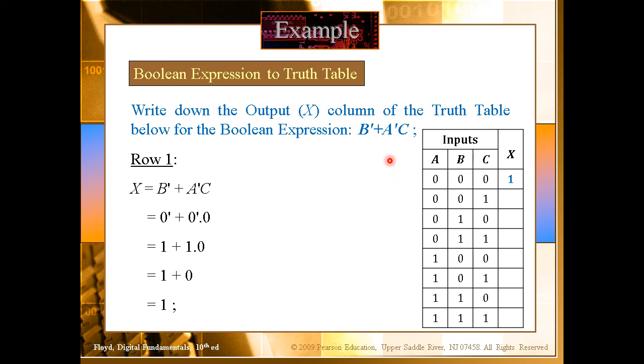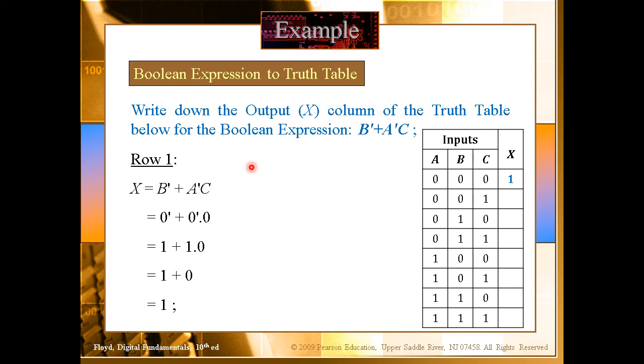Now, let's look at our expression. This is given to us, right? B prime plus A prime C. Now, how do I know which row will have what? I actually have to do a separate calculation for each row. So this is how I do the calculation.